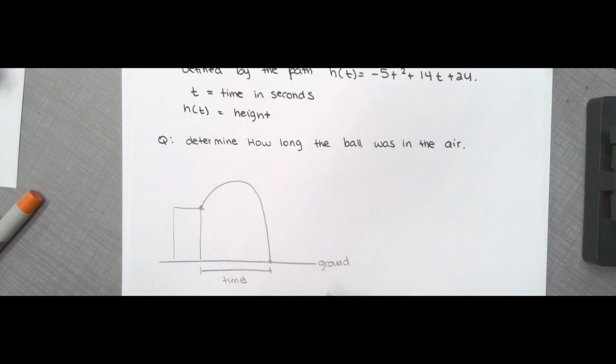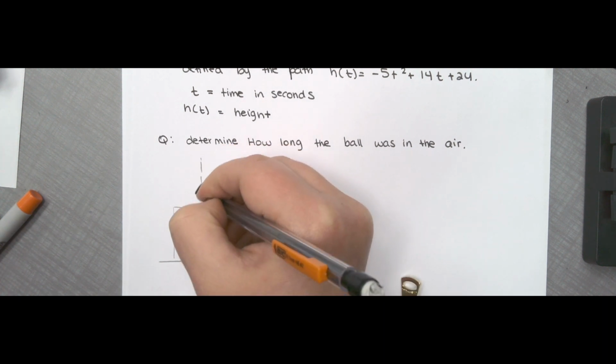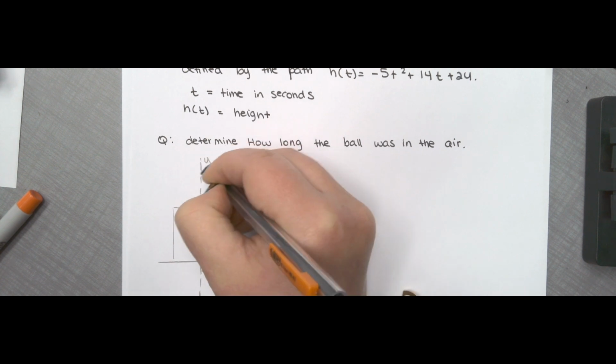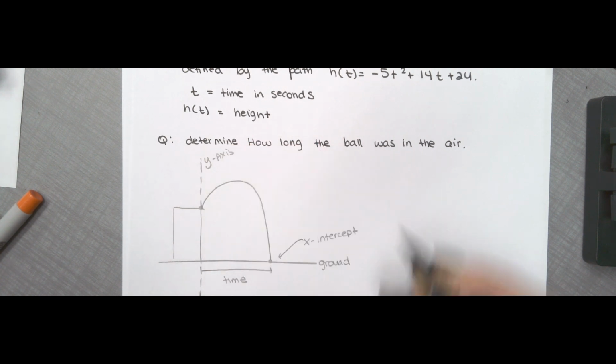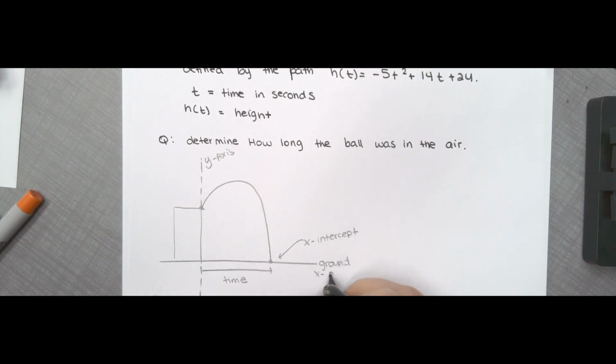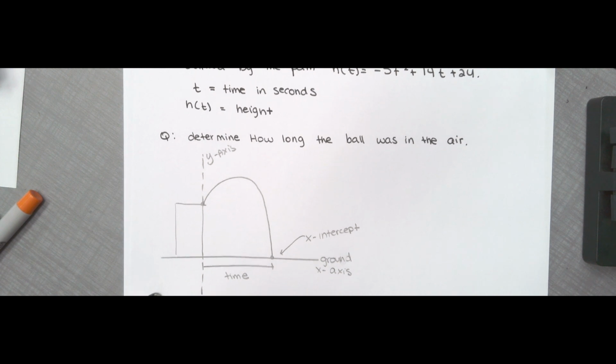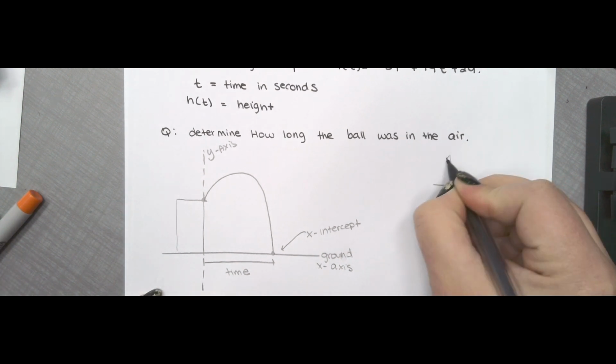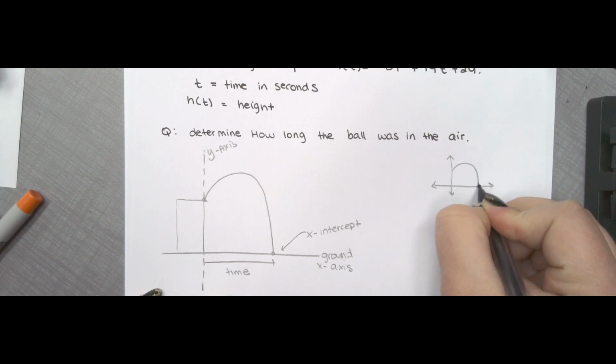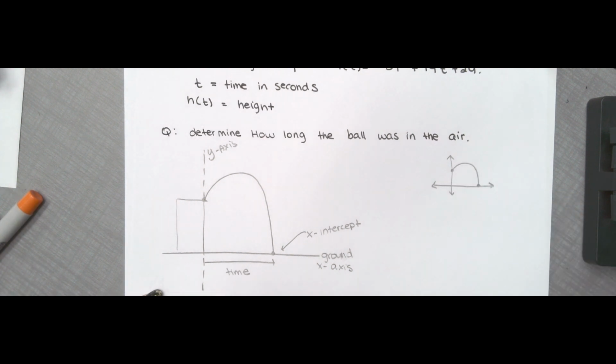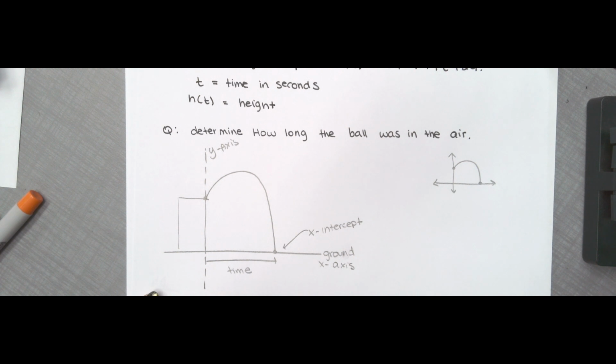So what you're solving for is the x-intercept. This right here, I'm going to do a little dotted line, is your y-axis. This right here, the ground, is your x-axis. So in reality, what you have looks something like that. So you're solving for your x-intercept.